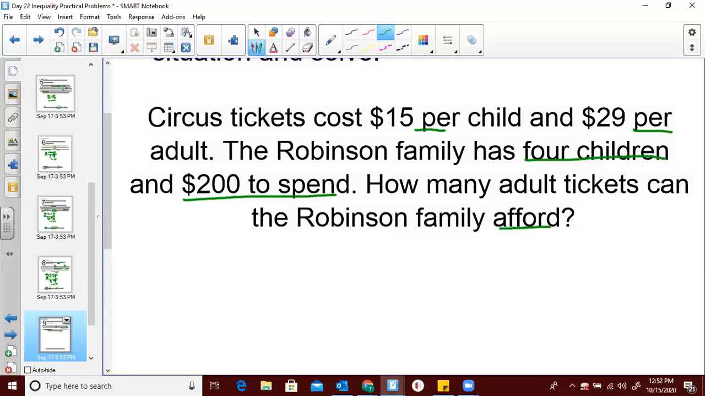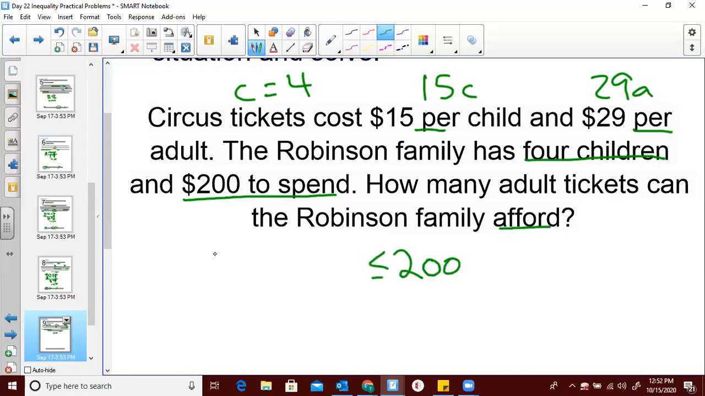So let's see, we've got $15 per child, $29 per adult. The Robinson family has 4 kids, so that's C equals 4. And $200 to spend, and that's all they can afford. So again, that's going to be a less than or equal to. We'll have our 200. We'll have 15C, but we know that C is actually equal to 4. And then we'll have 29A.